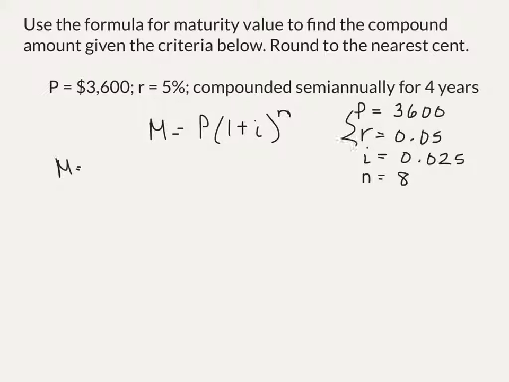Now that I know my values for P, R, I, and N, I can substitute them into the formula and solve for the maturity value. So M equals the principal, which is $3,600, times 1 plus I, which is 0.025, and that's all being raised to the 8th power. The first step in solving this formula is to perform the calculation within parentheses. So 1 plus 0.025 is 1.025.